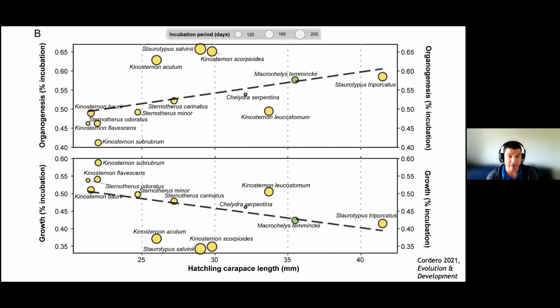We did another phylogenetic analysis looking at the correlation between the relative duration of organogenesis and the relative duration of the growth period across the species. It turns out that the small species have a much longer duration of growth, and that's because their relative growth rates are much lower than the largest species. And so here we're performing correlations against those growth periods, relative to the entire incubation length, against the size of the hatchlings.